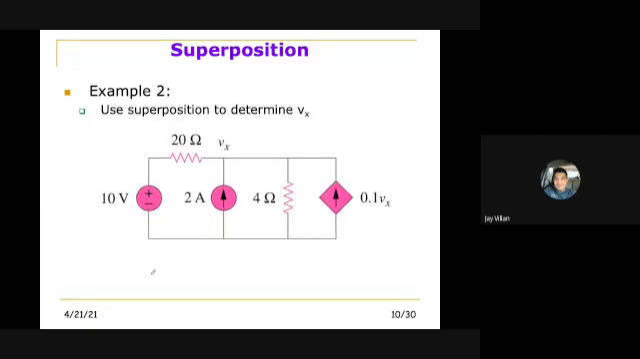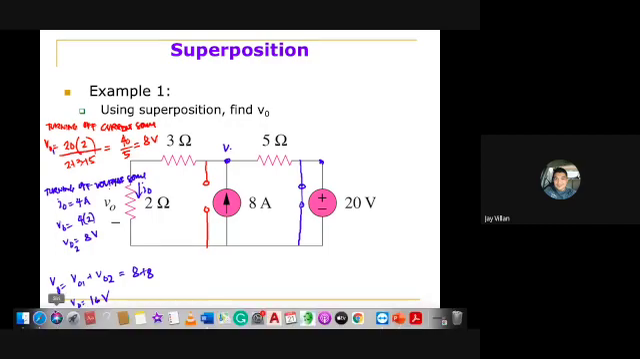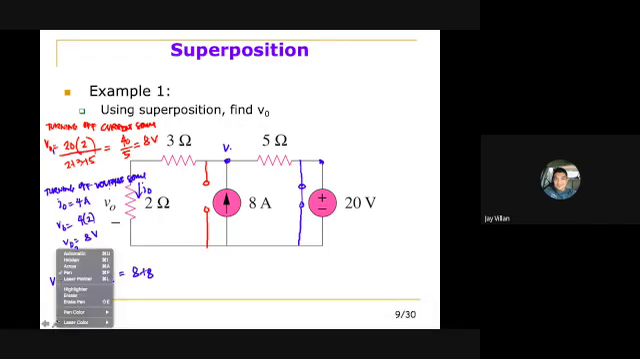Now let's check this. We need to check whether our answer is correct. Okay? So we want to use, let's change colors to differentiate, green. Okay? So let's call this V1 and this is V2.